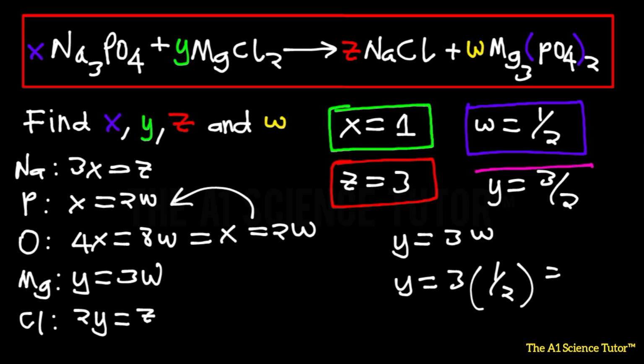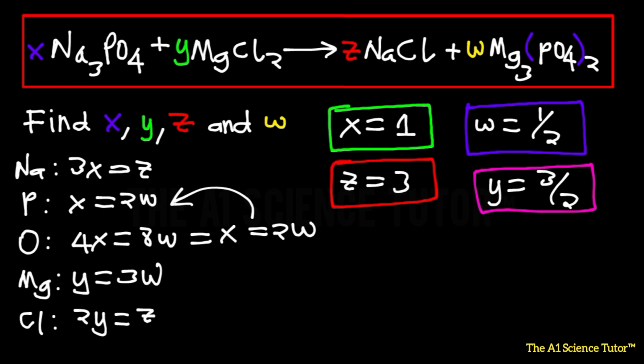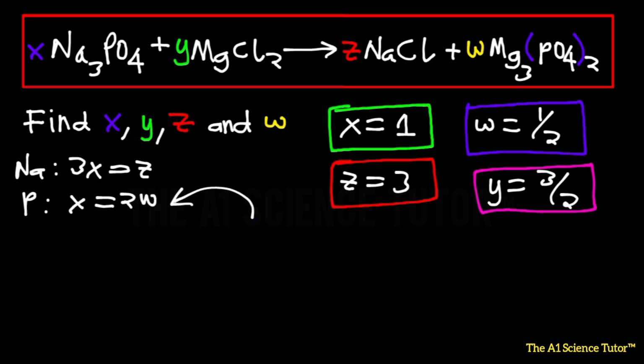So we're just going to replace these variables in the original equation. We're going to replace them with the numbers, and then we'll find out whether or not it's balanced. So x is equal to 1. That means we don't really need to write anything there.